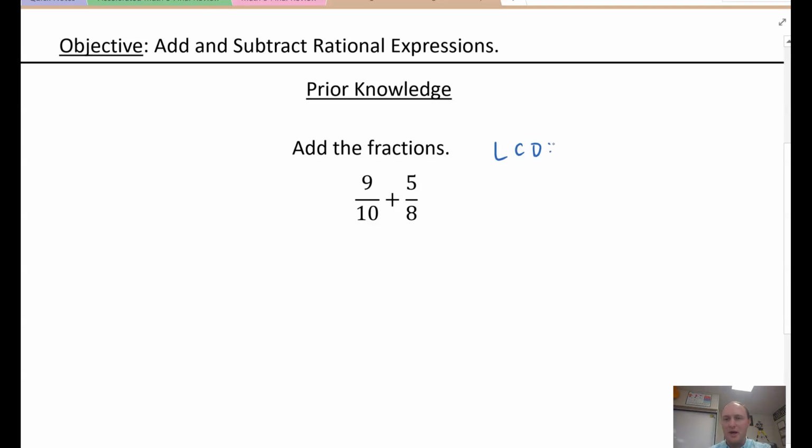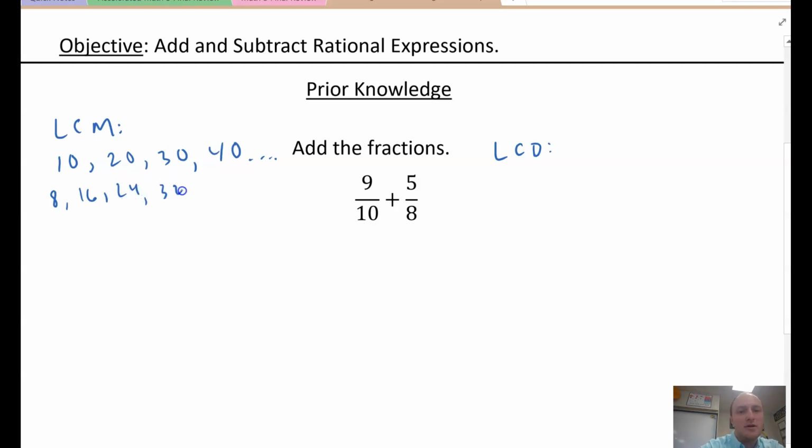Now I need a number that I can turn both of these denominators into. The lowest common denominator comes from what we call the lowest common multiple. A lowest common multiple is where you multiply the number times 1, times 2, times 3, times 4, and so on until you find a number that they share. So if I multiply 8: 16, 24, 32, 40. Hey, 40, they match. That's the lowest common multiple. So in this case, our lowest common denominator is going to be 40.